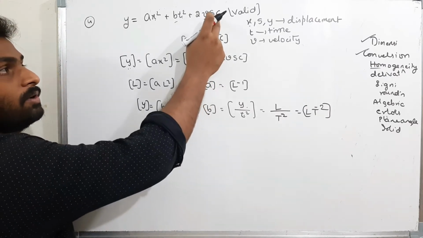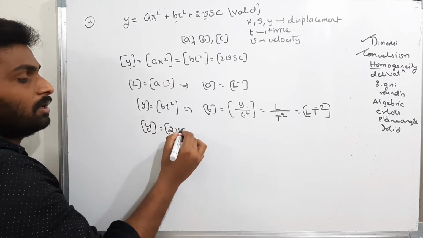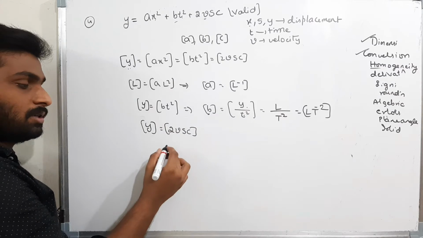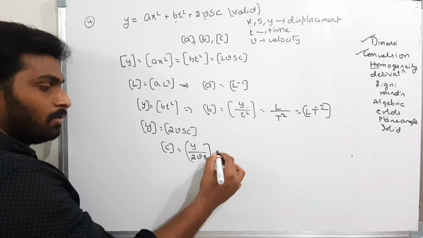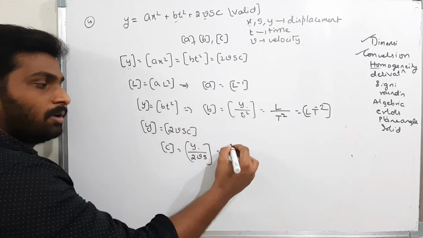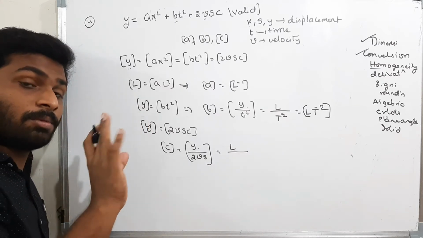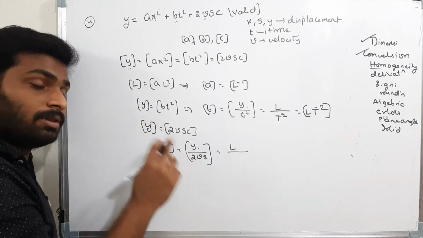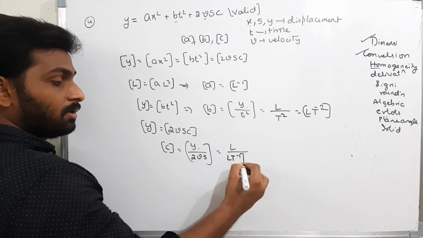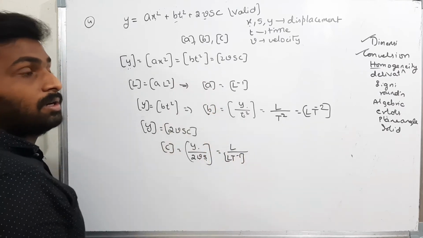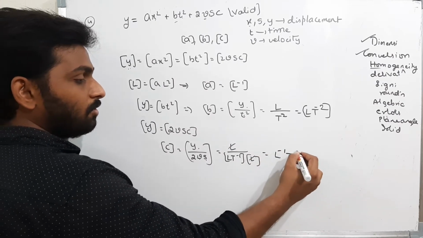Now, how to find the dimension formula for c? Same. I am using the concept y is equal to 2vsc. Now, what is the dimension formula for c? The dimension formula for c is y by 2vs. Now, what is the dimension formula for y? Y is nothing but displacement. Therefore, L. What is the dimension formula for a constant? It is 1. There is no dimension for the constant. Therefore, I am leaving the 2. What is the dimension formula of v? V is nothing but L t power minus 1. And dimension formula for s? S is nothing but displacement. Therefore, L. Therefore, cancel. What is the answer? L power minus 1 t power plus 1.